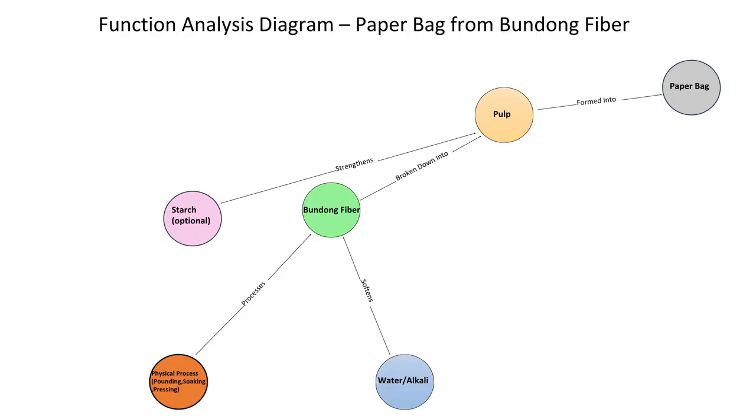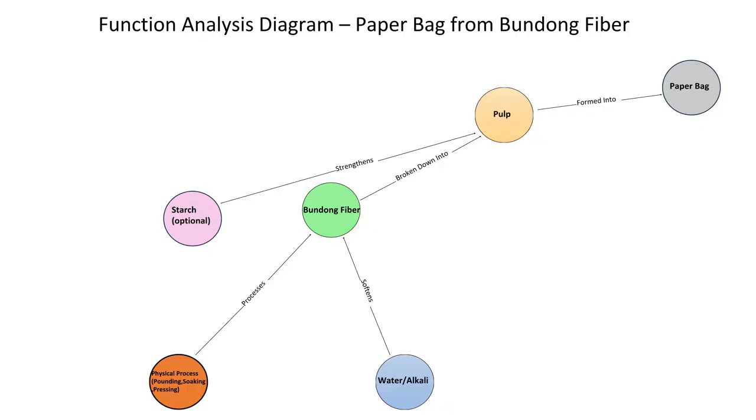Our innovation project is about producing paper bags from bundong tree fiber. As you can see in the function analysis diagram, our main material is bundong fiber. It is softened by water or alkali and then processed physically through pounding, soaking, and pressing. This turns the fiber into pulp, which is then formed into paper and finally made into a paper bag.